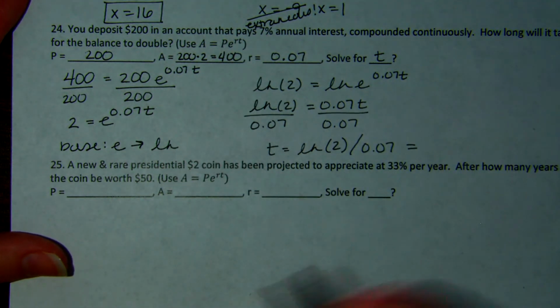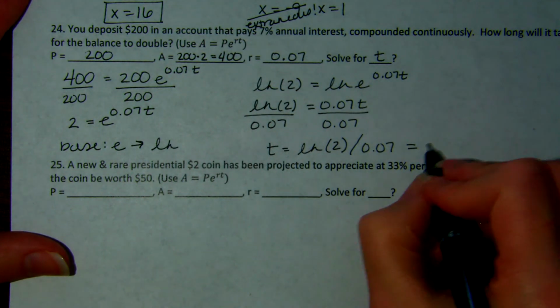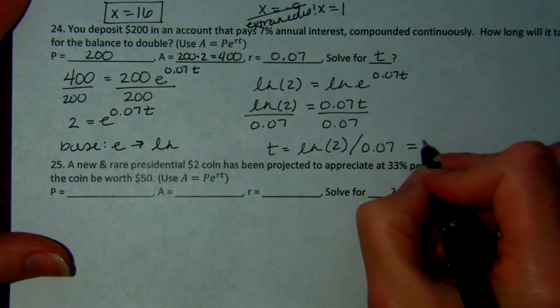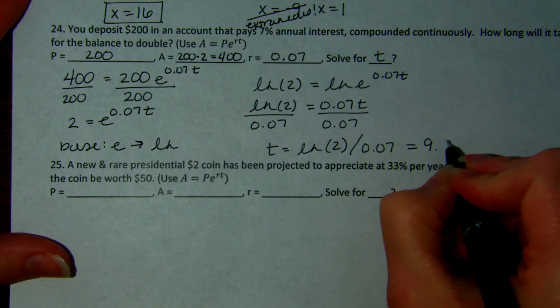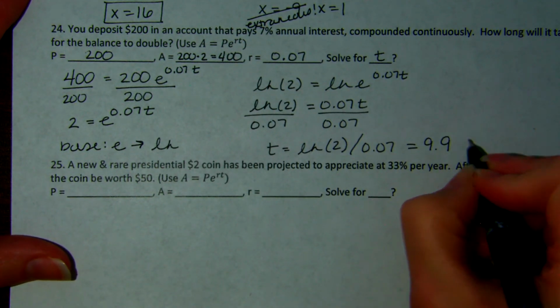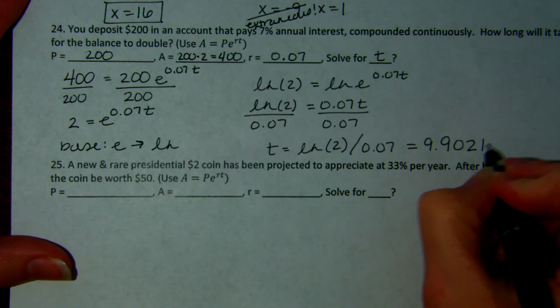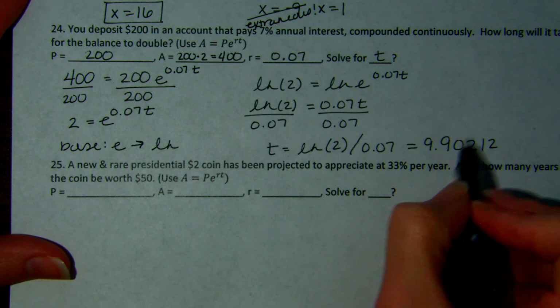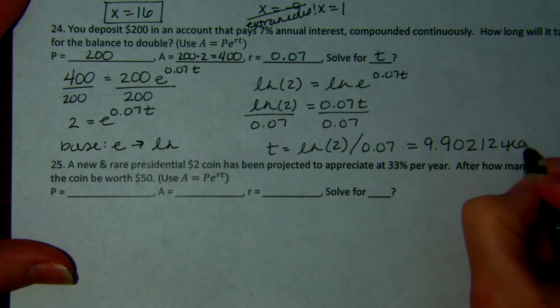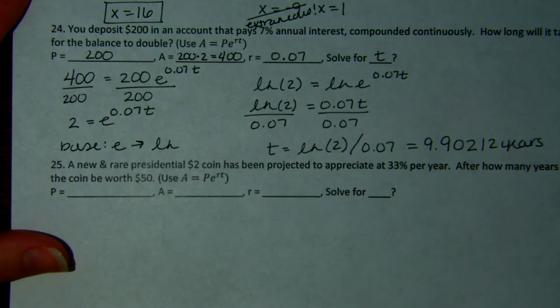And we can do that in the calculator, and when you do, you get a familiar answer, which you should have noticed at this point. It was one of the examples we did yesterday in class, and also was on your homework. All right, so 9.90212 years. Three decimal places, please, unless we're talking about money.